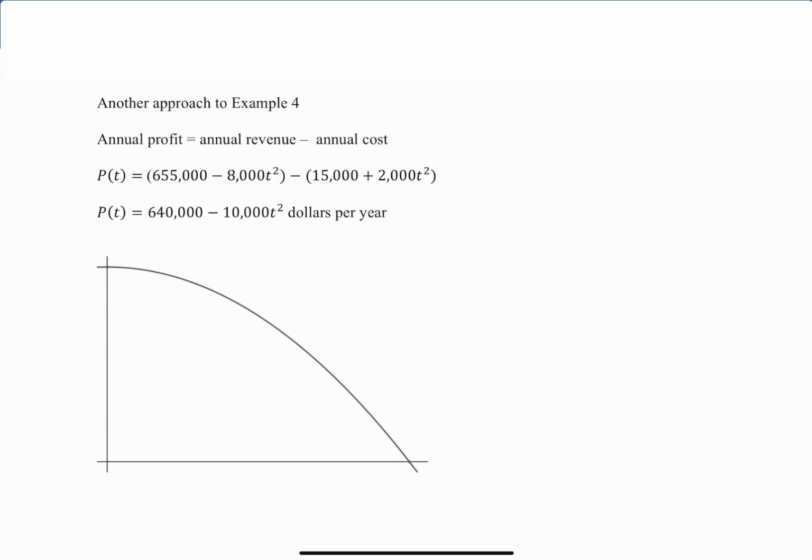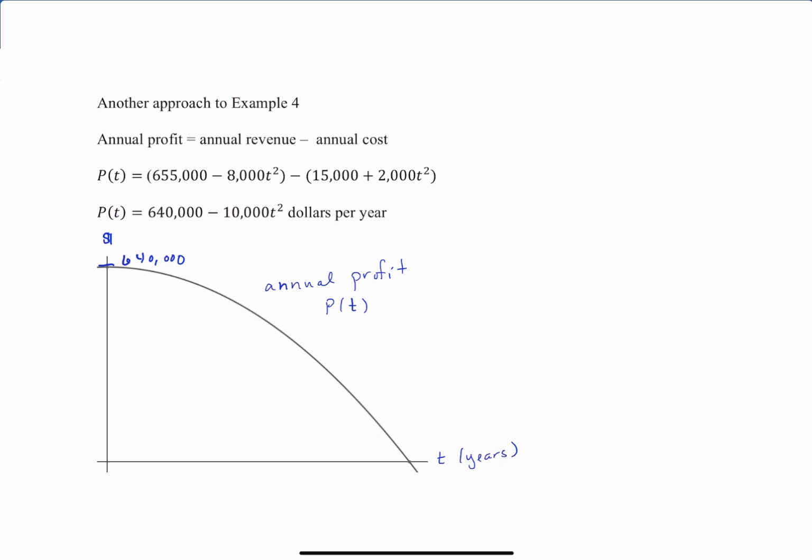if I integrate the annual profit, which is the graph I've shown here, notice that's also an upside down parabola. Up here we'd be at 640,000. That's in dollars, and our horizontal axis is still t in years.